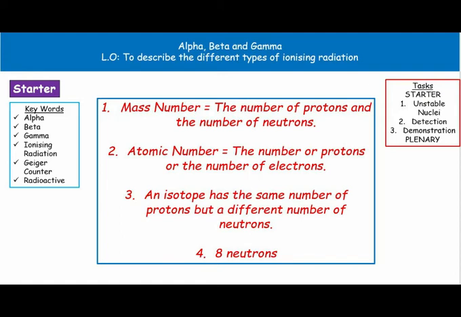Okay, let's check those answers then. So obviously if you get it right, give yourself a tick, and if you got it wrong, then do make sure you have the correct answer written in. So our first one, the mass number is the number of protons plus the number of neutrons. Number two, the atomic number is the number of protons or the number of electrons.